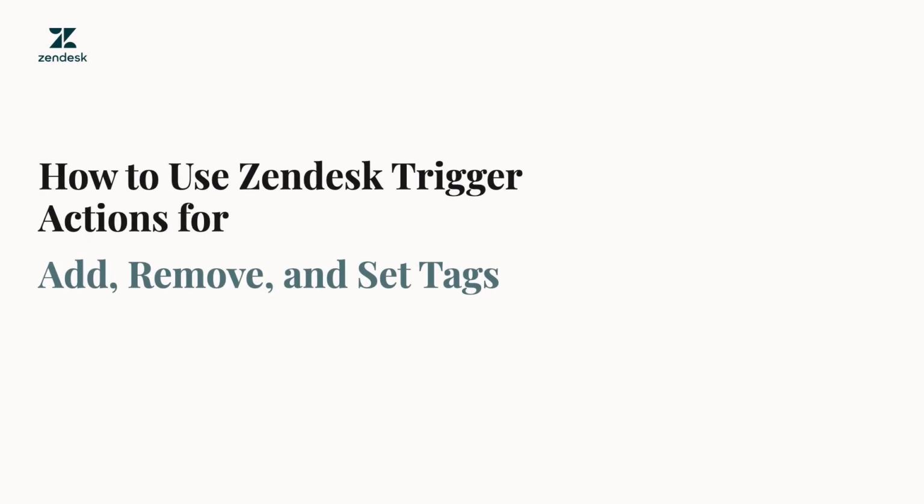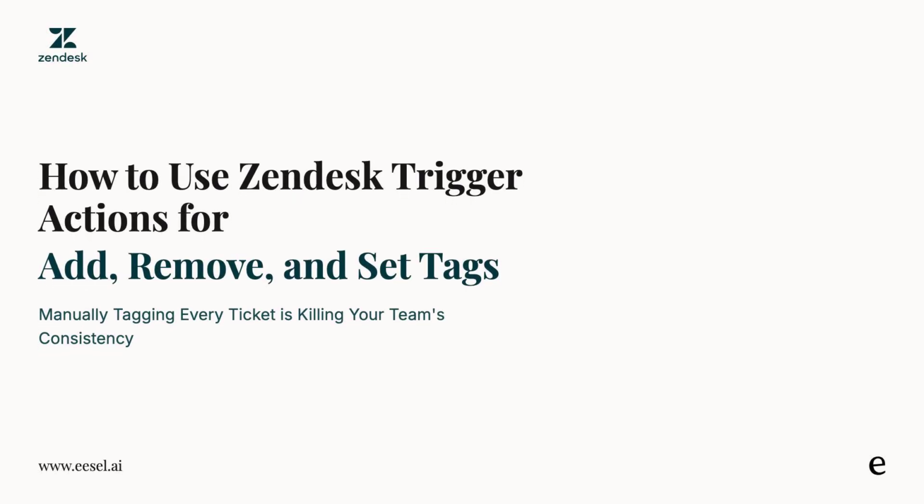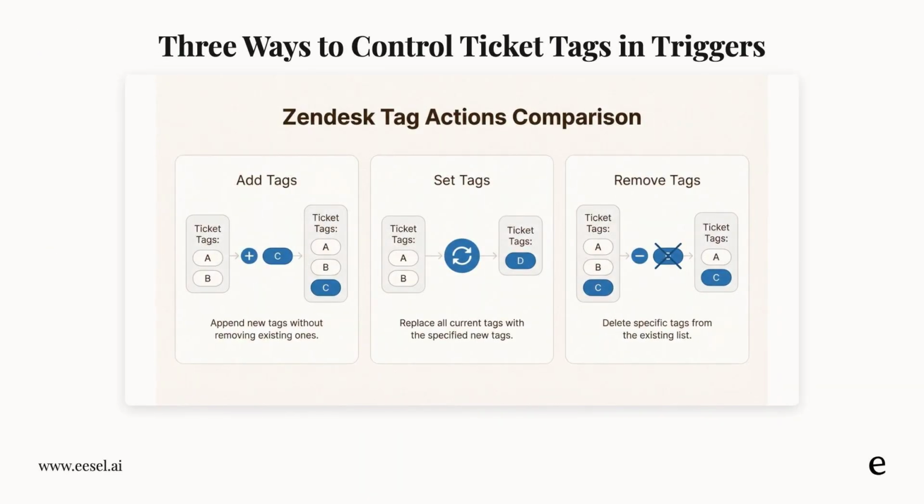If your support team is manually adding tags to every ticket, you are already losing. Inconsistencies stack up, important tickets slip through, and your reporting becomes unreliable. Zendesk triggers can handle all of that automatically, but only if you know which of the 3 tag actions to use and when. Zendesk gives you 3 ways to manipulate tags through triggers: add tags, set tags, and remove tags.